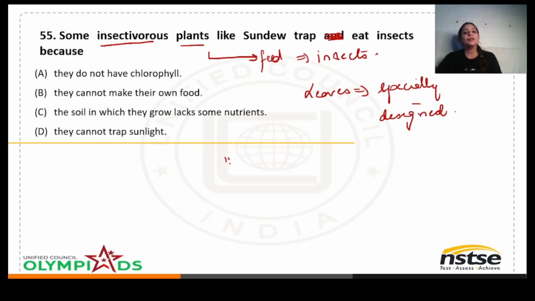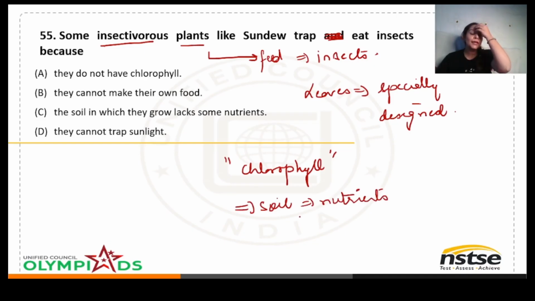Do you know that they have photosynthetic pigment in them? They have chlorophyll, but they are not able to photosynthesize enough food, so they feed on insects. The reason being, they grow in soil which lacks some of the required nutrients. So insectivorous plants eat insects because they do not have chlorophyll. Again, wrong, because I told you they do have. They cannot make their own food? No. They cannot trap sunlight? No, they can. The soil in which they grow lacks some nutrients is the correct answer. So option C is correct.